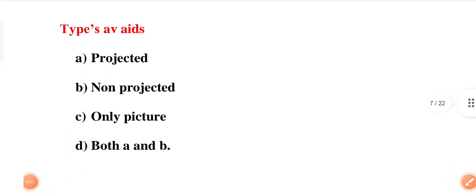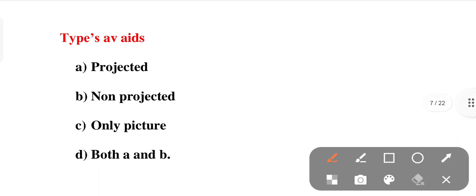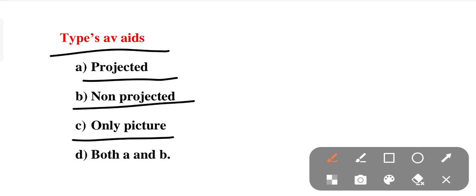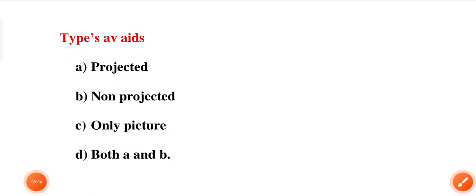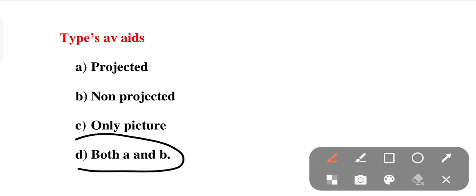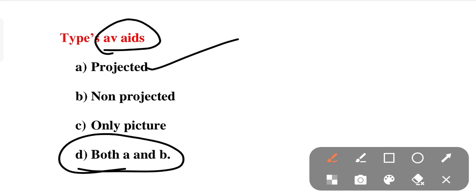So the next question is, what are the types of AV aids? Option A, projected. Option B, non-projected. Option C, only picture. Option D, both A and B. The right answer is both A and B. So in the AV aids we have two types. One is projected and another is non-projected. So the correct answer is both A and B.